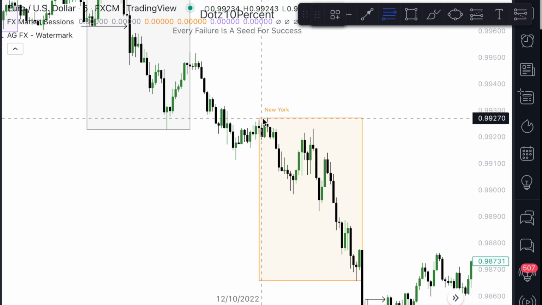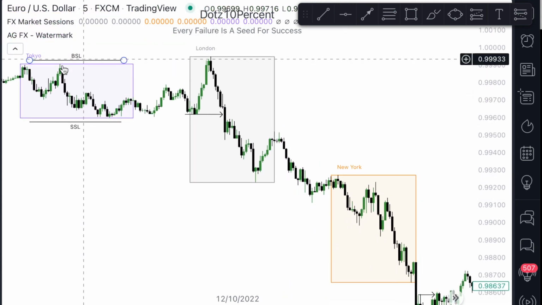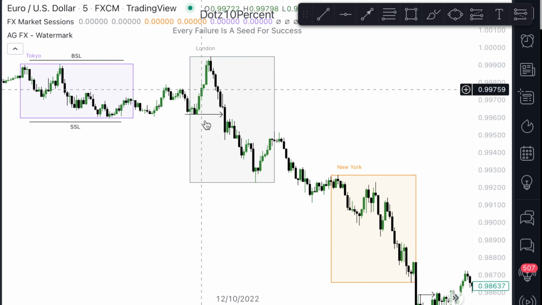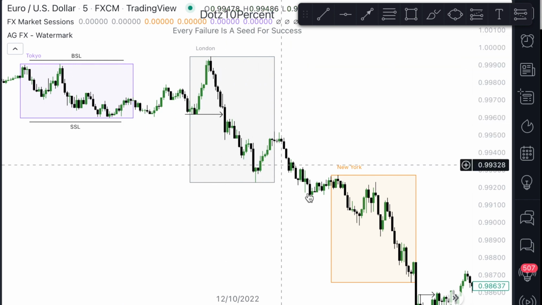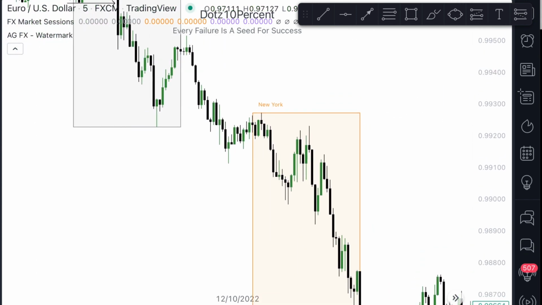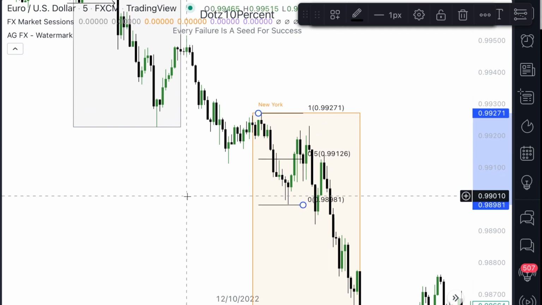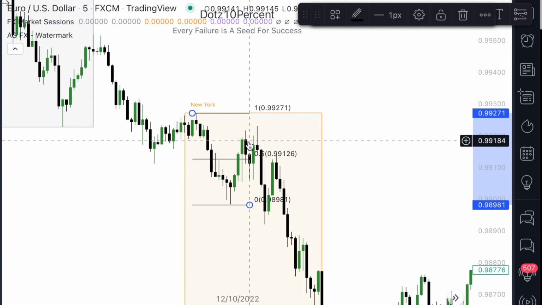As we come down into New York, one thing I'd like to mention: these boxes I've drawn aren't actually just a session. So this is ICT's Asia range. This is London kill zone, 7 to 10. And this is New York kill zone, 12 to 3. This is UK time. But as New York kill zone opens, what do we get? We have this high and we have this low. So what can we do from this high to this low? We can OTE it, right? So now what happens? We get a nice move to the premium.